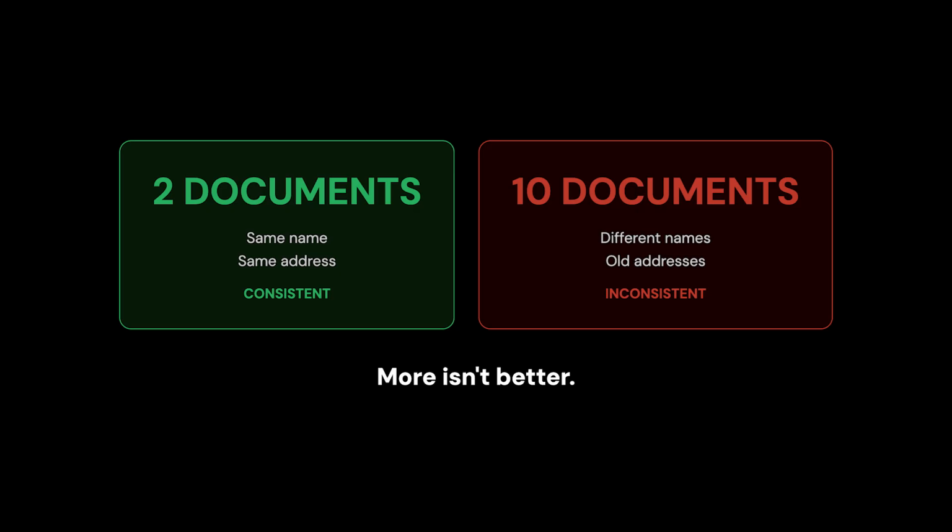So quantity or quality? More isn't better. Two documents that match your business information and GBP perfectly outperform 10 that don't. Submitting everything you have about your business, hoping something sticks, usually backfires.